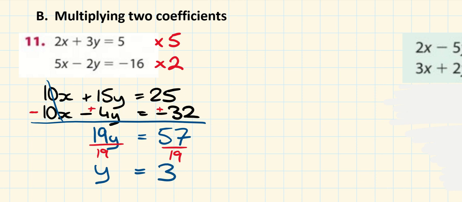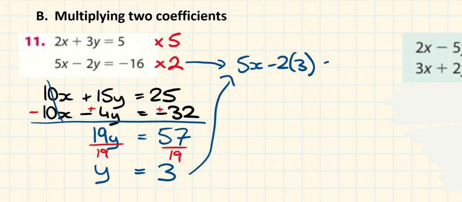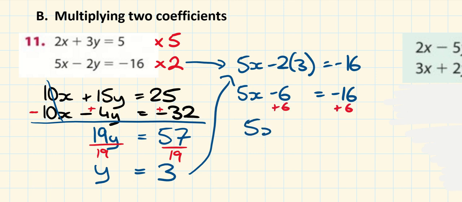And as before, we're going to sub it back in. So I'll just do it up here to save space. We'll sub it into the bottom one because it's a smaller number. So 5x minus 2 by 3 equals minus 16. And we get 5x minus 6 equals minus 16, plus our 6 to each side. We get 5x equals minus 10. Finally divide by 5, and we'll get x equals minus 2.